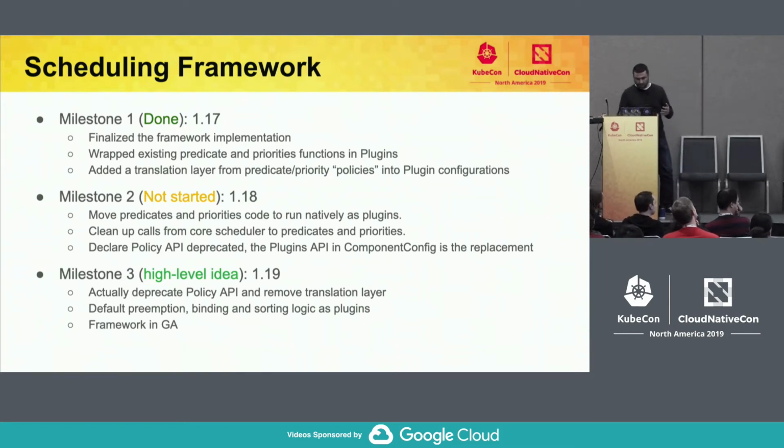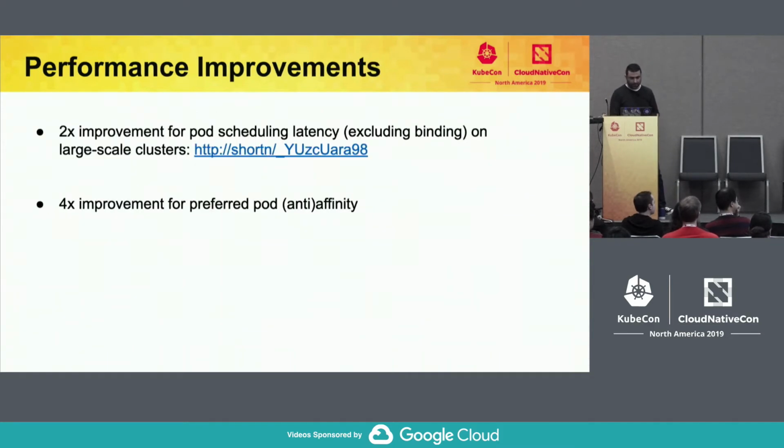And in milestone 3, in 1.19, we're going to actually deprecate the policy API completely and remove it, and implement more features that we have in the scheduler as plugins, like preemption and the sorting logic and the binding logic, actually move them as plugins. And hopefully the framework will be in GA.